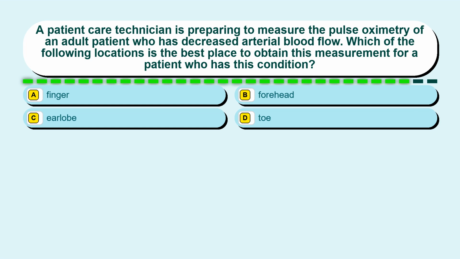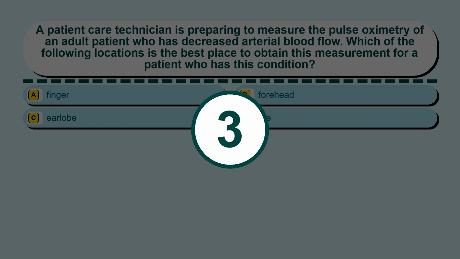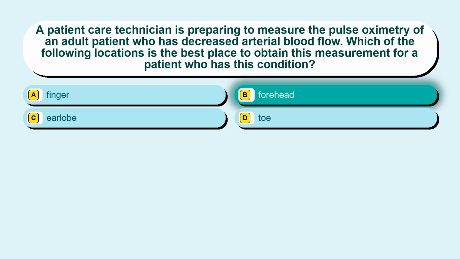Question 1. A patient care technician is preparing to measure the pulse oximetry of an adult patient who has decreased arterial blood flow. Which of the following locations is the best place to obtain this measurement for a patient who has this condition? Option A, finger. Option B, forehead. Option C, earlobe. Option D, toe. The correct answer is option B, forehead.